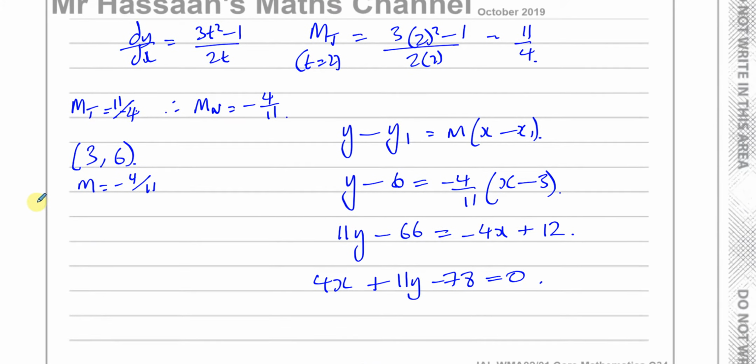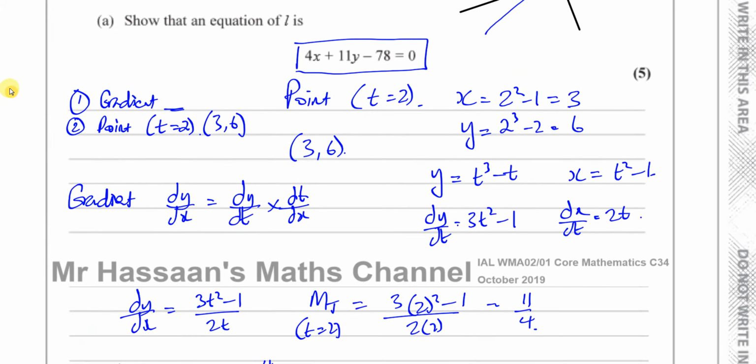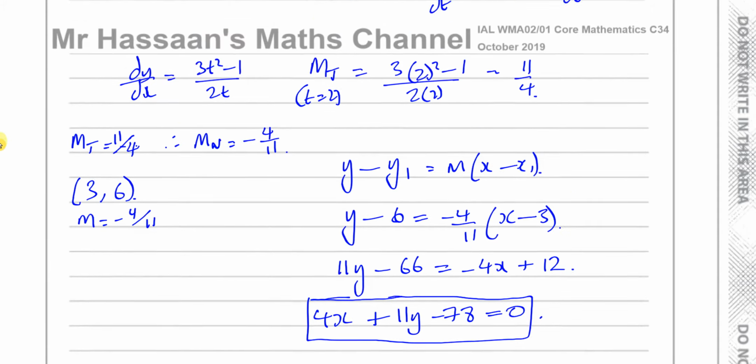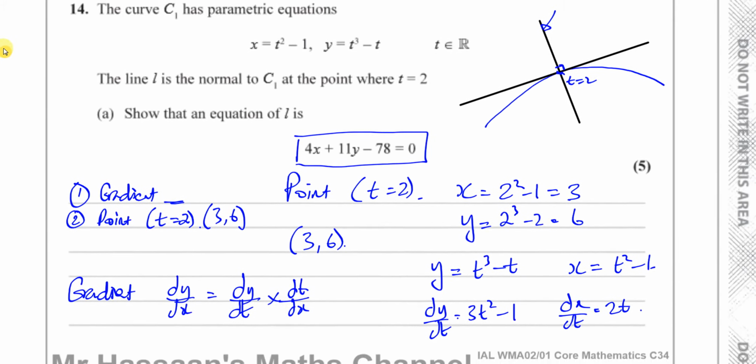4x plus 11y minus 78 equals 0. So that's exactly as we're required to show. And that's how we tackled part A of the question. Okay, so that's part A done.